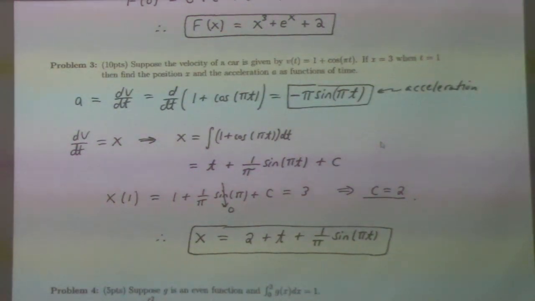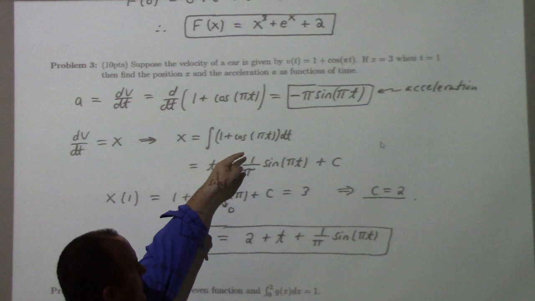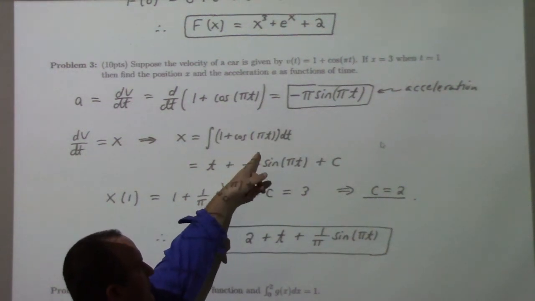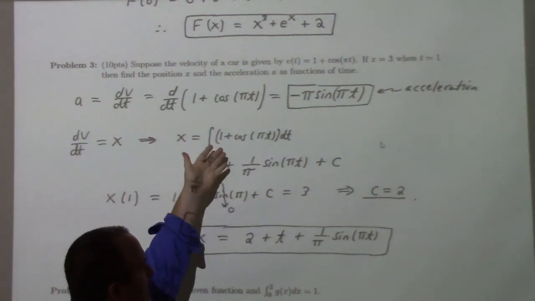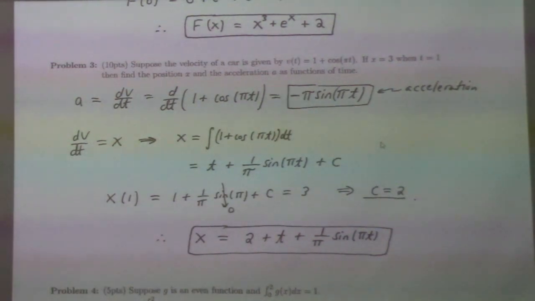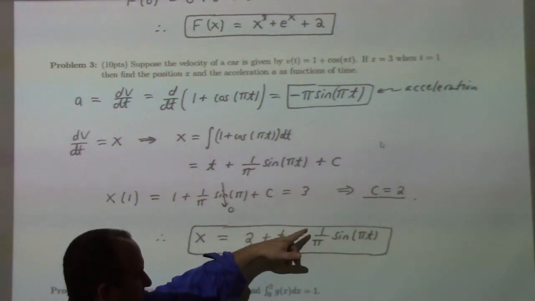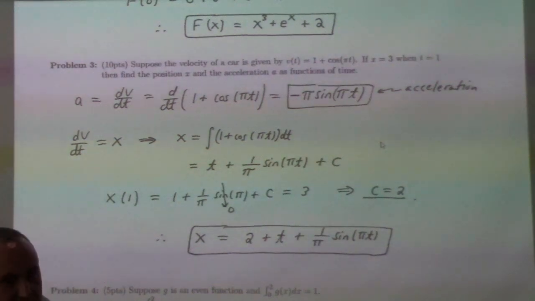And on the other hand, to get to position from velocity, I integrate. When I integrate 1 plus cosine pi t, I get a t from the 1, and I get a 1 over pi sine pi t from the cosine pi t. You can make a u equals pi t substitution if you want to see it, but that is what it is. And then, of course, plus a constant. We fit the constant to get us the 3, which gets us the constant being 2, and there it is.